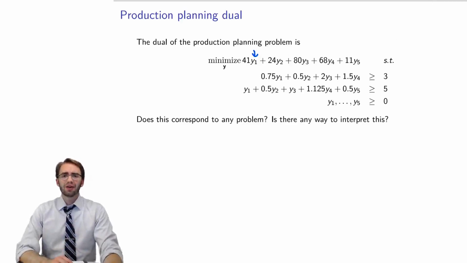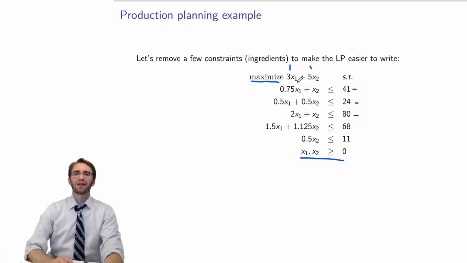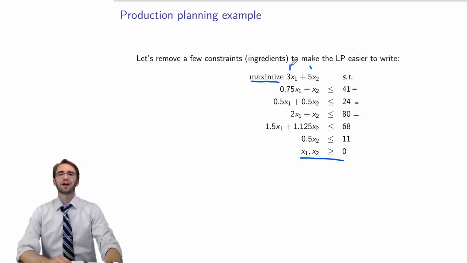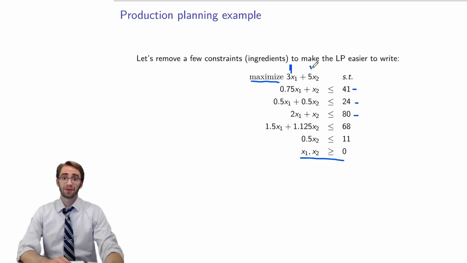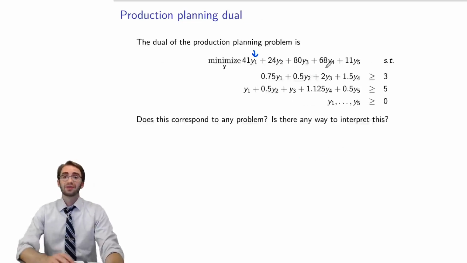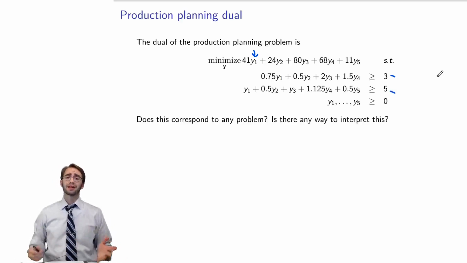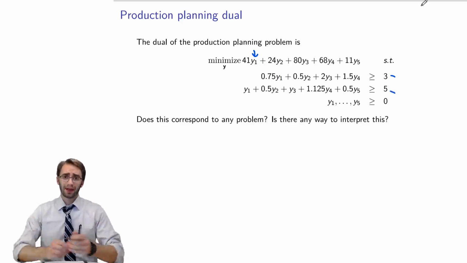And now you also have a constraint for every original primal variable, right? In our original problem, we had a variable for vanilla cakes and a variable for chocolate cakes, which means in my dual problem, I have a constraint corresponding to the fact that vanilla cakes exist and a constraint corresponding to the fact that chocolate cakes exist. Okay, what the heck is going on here?